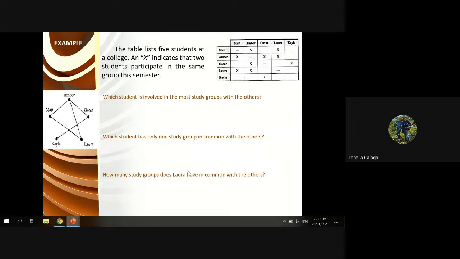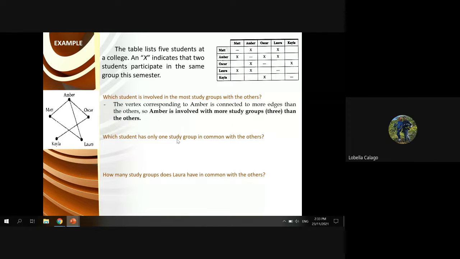Okay. Ayan. So, ngayon, from the graph that we have, kasi pag table, pwede naman natin makita, ma-answer, which students is involved in the most study groups with others. So, yung mas maraming X, yun yung maraming involvement. And what we can see is that it's Amber because it has three X's. Pero pwede naman natin makita yan using the line segment and we found out that there are three line segments connecting to Amber. Therefore, si Amber po yung may the most study groups with the others.